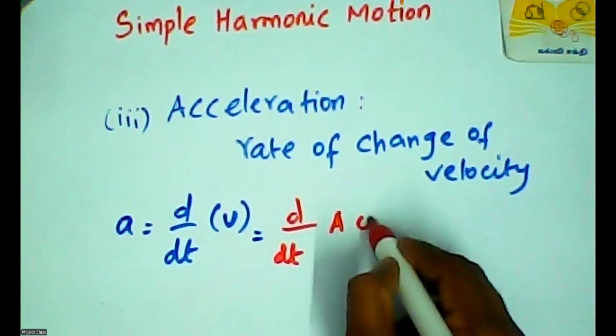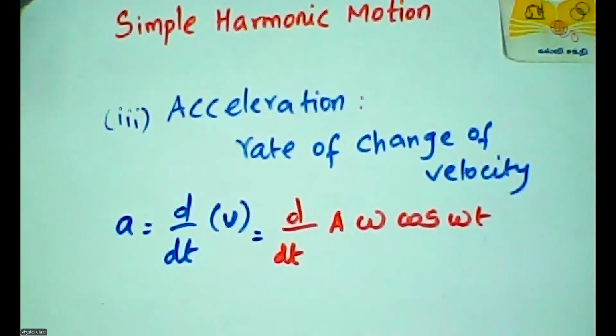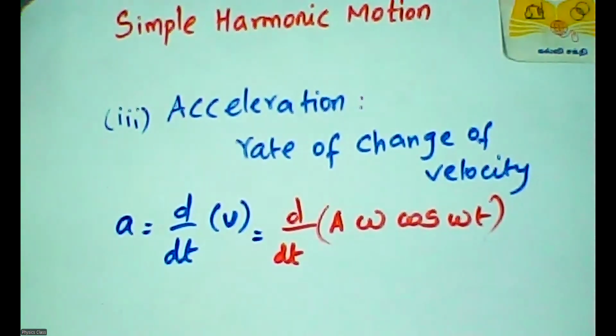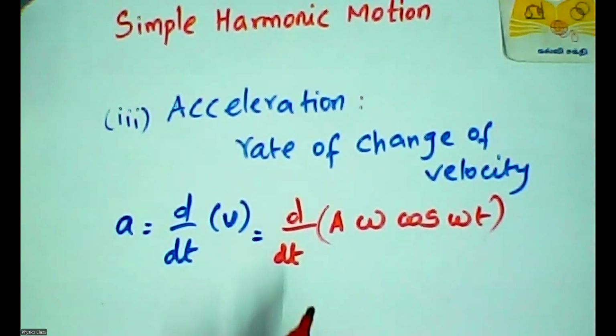A omega cos omega t. Yeah, you can check that. A omega cos omega t. Correct. This is the velocity. So we have to differentiate that velocity term with respect to time. So then only we will get that acceleration.